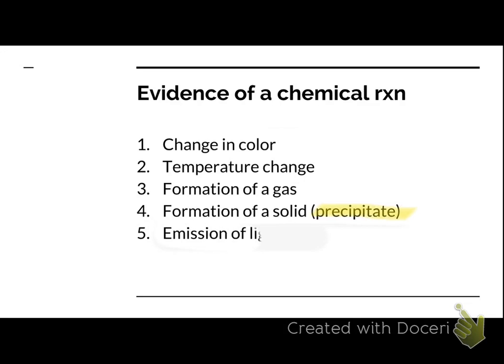And the last thing is the emission of light. So, back to what we just did. We just did a lab that had the emission of light, and you saw that example there.